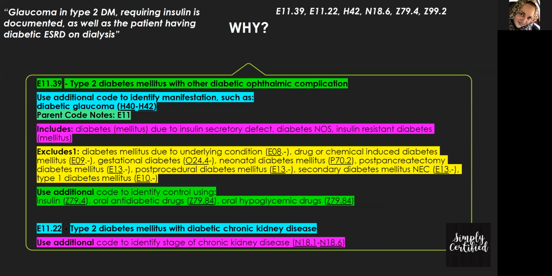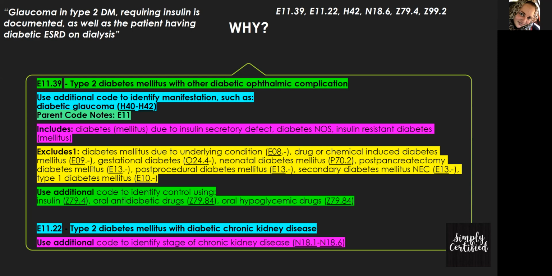So I chose code E11.39, type 2 diabetes with other diabetic ophthalmic complication. That is such a weird word. I wanted to say never mind. Use additional code to identify manifestations such as diabetic glaucoma. So it's telling us right here, when we look up our diabetes code, to use an H code. We have to code the glaucoma, right? Our other notes are telling us also, don't code this, do code that, okay?